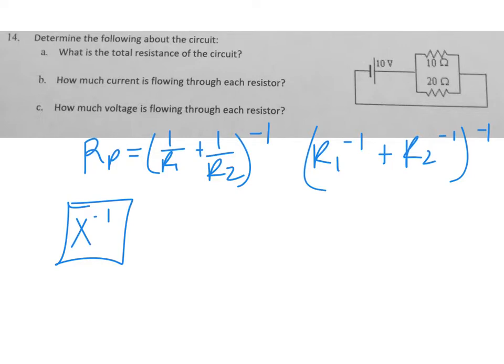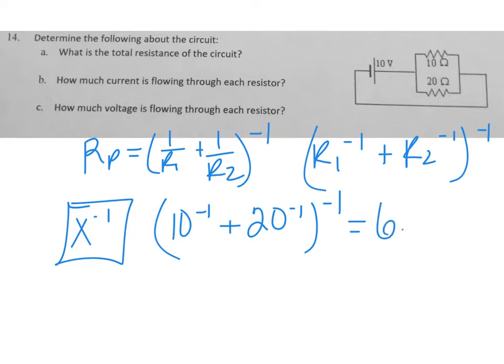So anyway, what I do is I type in 10 to the negative 1 plus 20 to the negative 1. I generally hit enter at that point and then take my answer, and I'll take the inverse of that answer. Or you can type it in all like that. And your answer should be 6.67 for your final answer, and that is in ohms, right? So that's how we find our equivalent resistance.